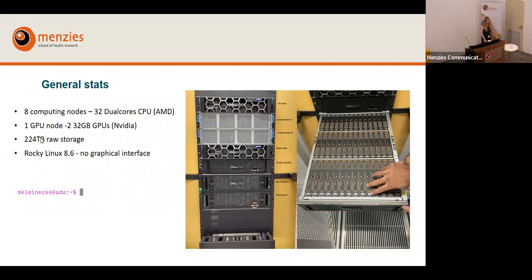We also, and this is new, now have a GPU node with 232 GPUs from NVIDIA. The old system didn't have any GPU power, so this was basically a new trial on how good this is going to be for the users. We also have 224 terabytes just of raw storage, and one thing, it does run Linux.